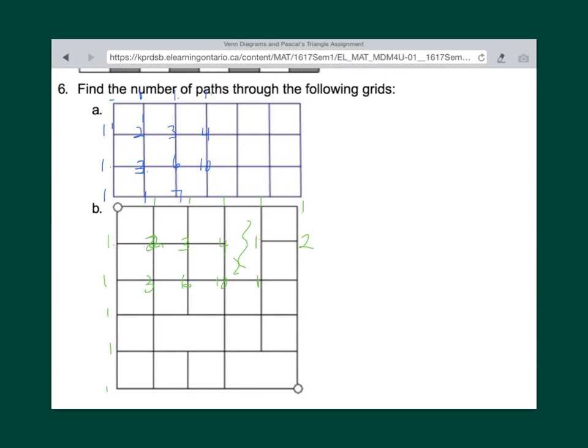And there's only one way to get here. And so 2 plus 1 makes 3, and so on. And so you just keep going like that. And when you have these breaks, it's just going to sort of slow down the progression, and your numbers won't grow as fast.